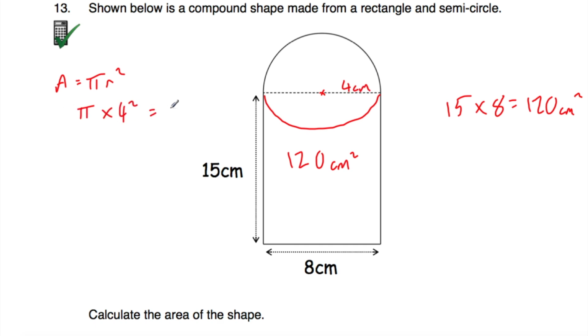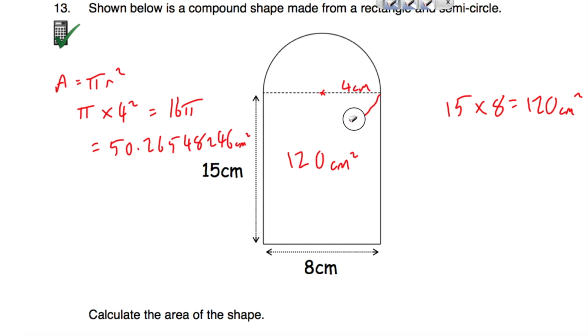And when we work out pi multiplied by 4 squared, that's equal to 16 pi, or as a decimal number, 50.2654846 centimeters squared. So that's the area of the whole circle. But we just want to find the area of the semicircle. So what we're going to do is we're now going to divide by 2, and that'll tell us the area of just this part here.